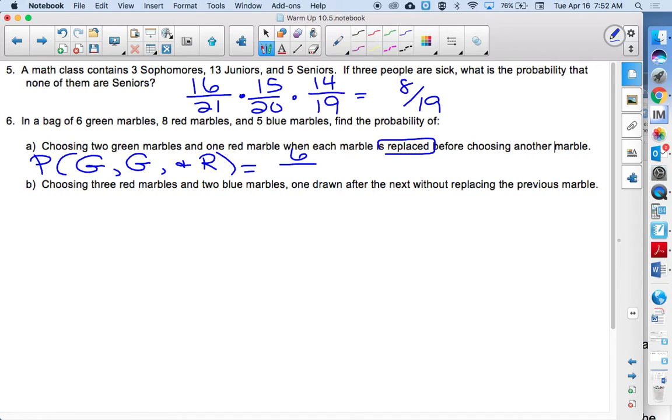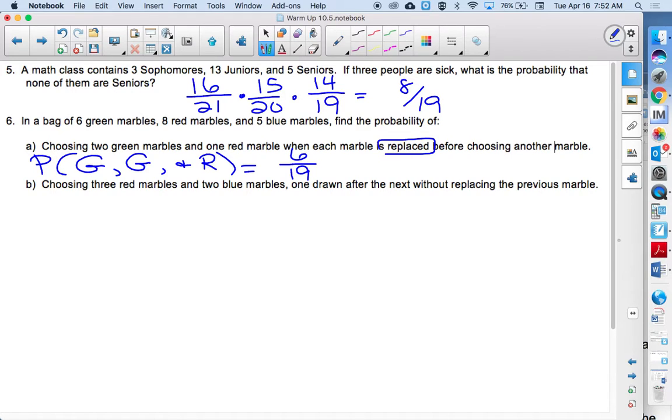6/15. How many total marbles are there? 19. So 6 out of 19. Did you say 19? I just didn't hear you. So we have 6 out of 19. We're getting that marble, you're looking at it, you're putting it back into the bag.